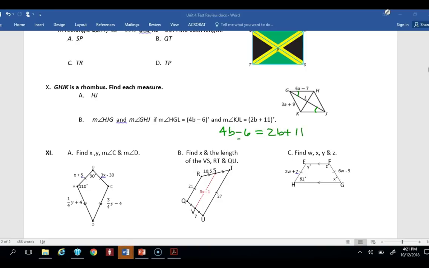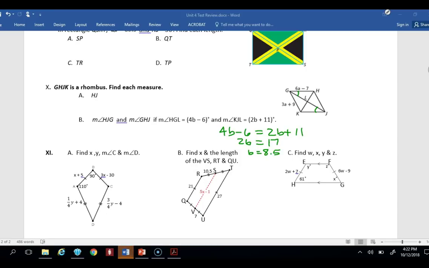Subtract 2b from both sides, so that gives us 2b over here. Add 6 to both sides, that's 17. And 2 goes into 17, 8.5. Okay. Now, for us to find those angle measures, we got to plug those values back in.